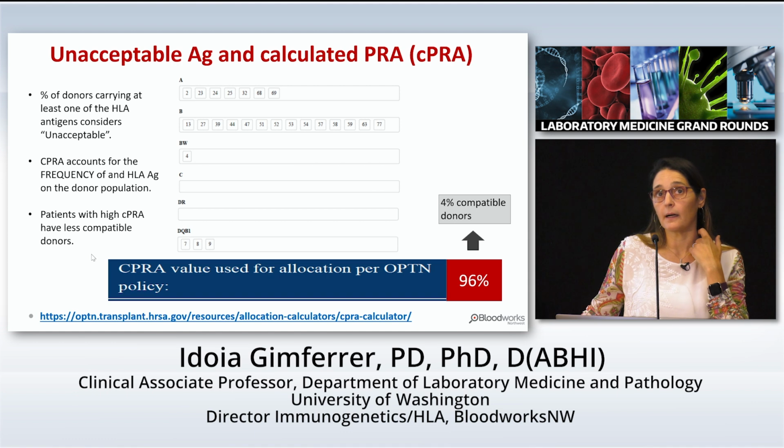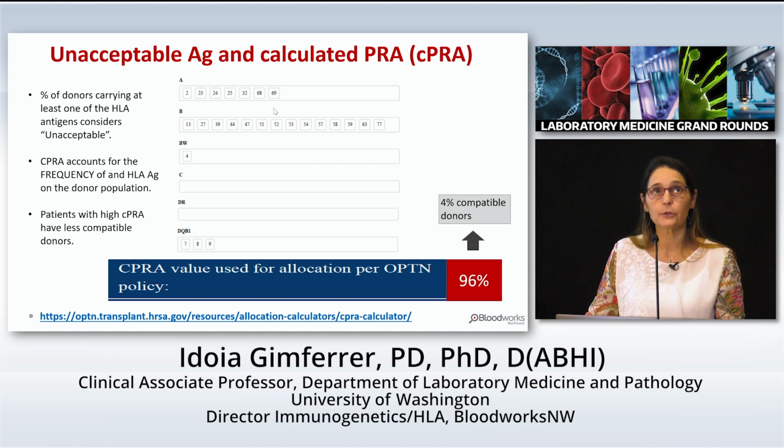And we can do the PRA only with class 1 for platelet transfusion, and at the blood center, we have a really big list of donors that are HLA typed, so usually we can find something that is compatible.